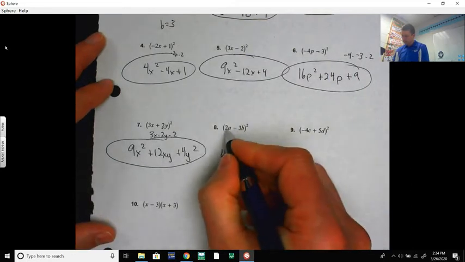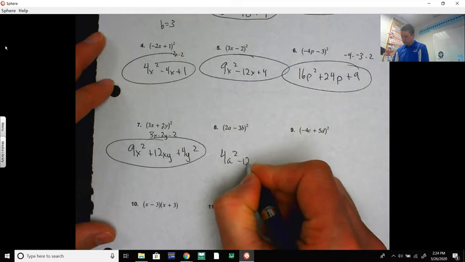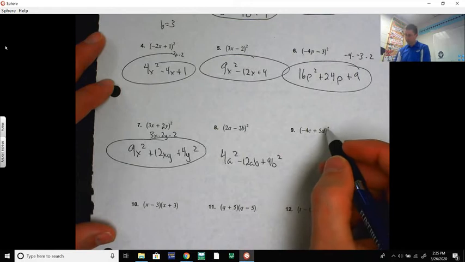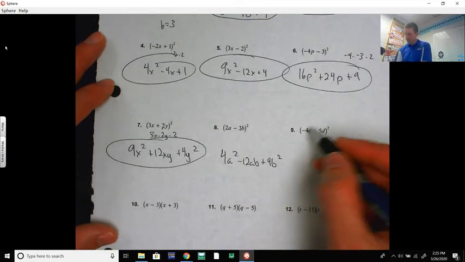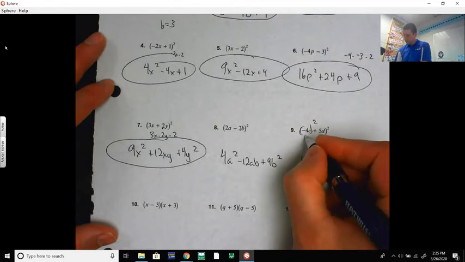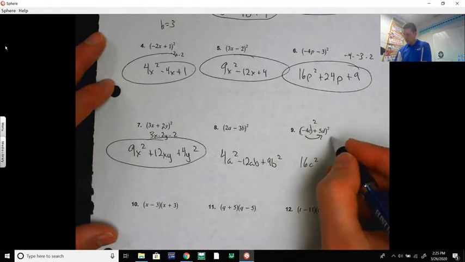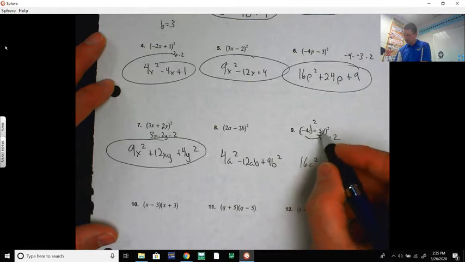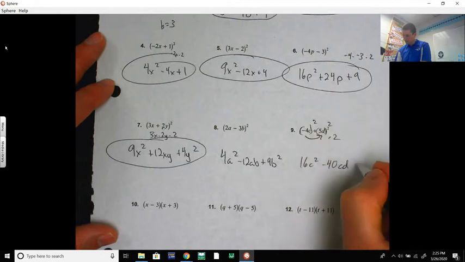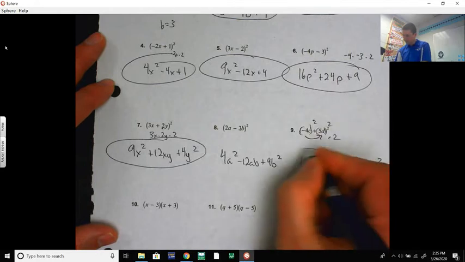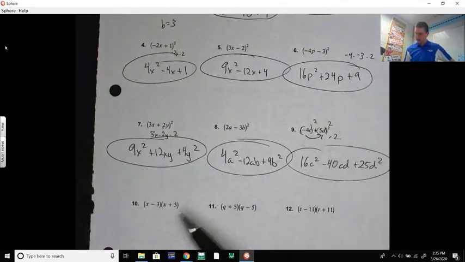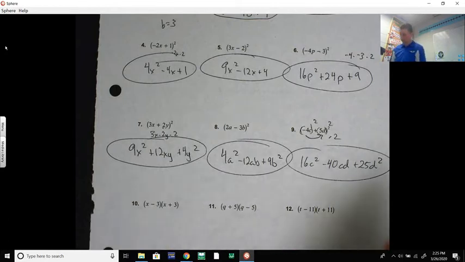4a squared, that's 6, that'd be 12, minus 12ab plus 9b squared. You see how we want to be able to do this in our head. So I'm going to square this, 16c squared. I'm going to take them times each other, and then times 2, so that's negative 20, so negative 40cd, and then I'll square that, so that's plus 25d squared. Okay, so there are your squares of binomials. Now we're going to start looking at sum and difference of those squares.